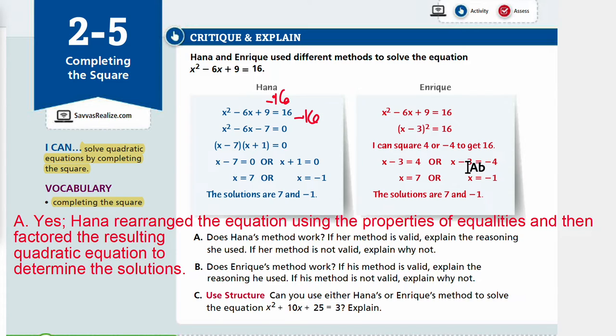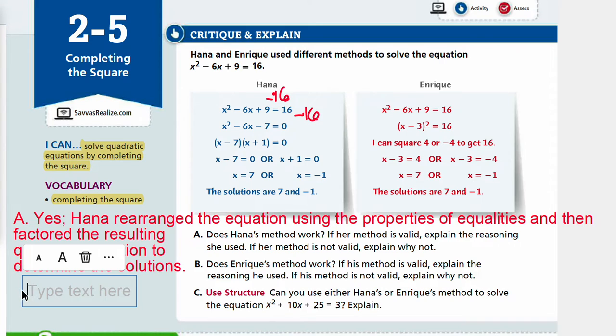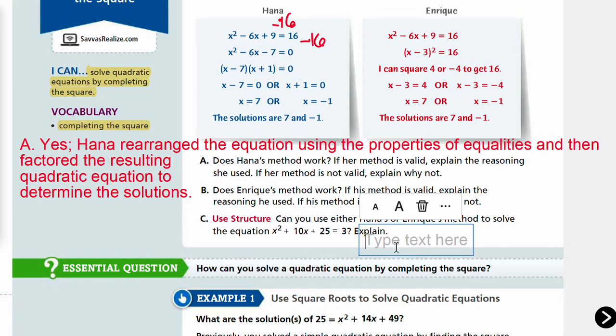Yeah, and then he took the square root of both sides of the equation to determine the solutions, and the solutions are the same as Hannah's. And it's valid because he didn't change the equation. It's still equal, and it makes sense that x minus 3 is a number that's squared to make a positive 16. So it must be either 4 or negative 4. And so x must be 7 or negative 1. Yeah, so it makes sense. Where should I put B?